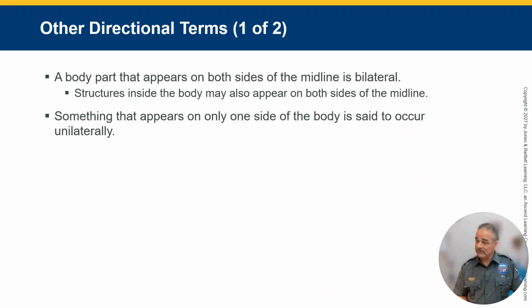Other directional terms, okay? A body part that appears on both sides of the midline is bilateral. Structures inside the body may also appear on both sides of the midline. Something that only appears on one side of the body is what we call unilateral. If we're describing that we have bullet holes bilateral in the anterior portion of the chest, that means it's on both sides, okay? Unilateral would be on one side.